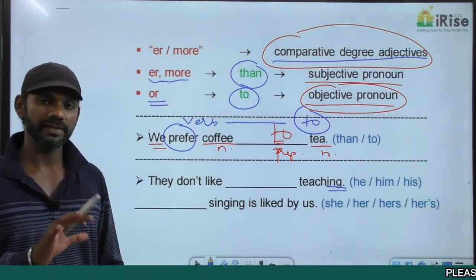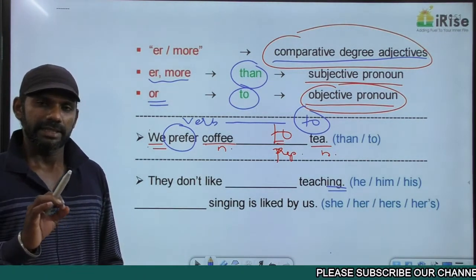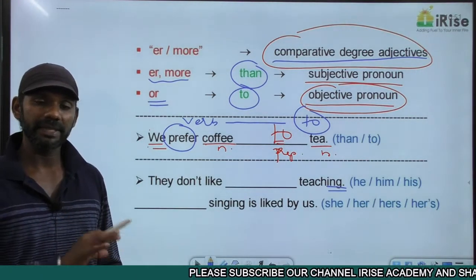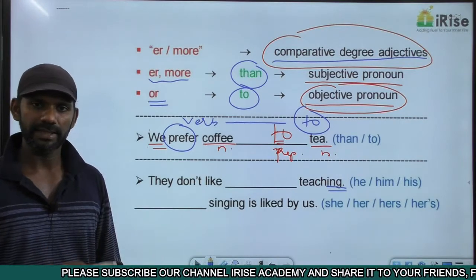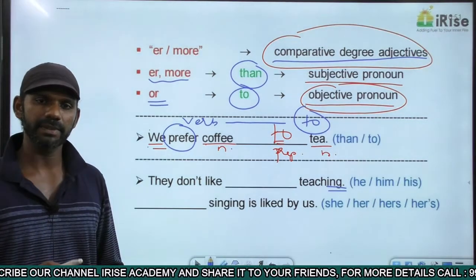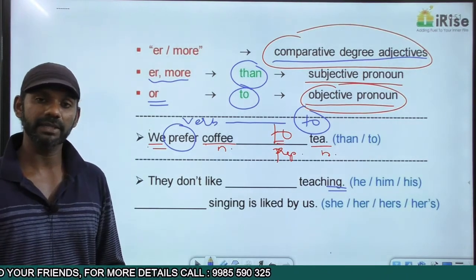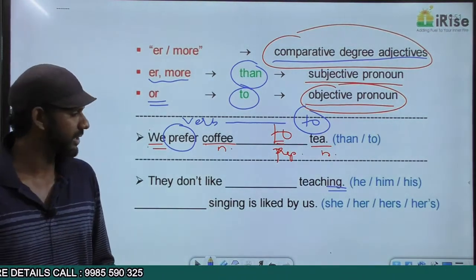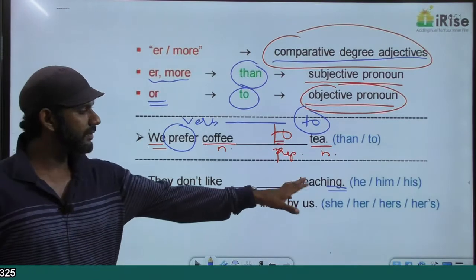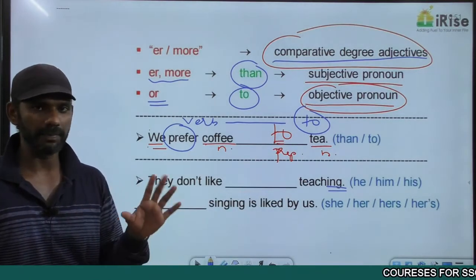I told you at the beginning of subject-verb agreement: if it is a verb, there will be an auxiliary verb in front of it, like is teaching, are teaching, am teaching, was teaching, were teaching, has been teaching, have been teaching, have had been teaching, etc. There is no auxiliary verb in front of teaching, so teaching is not a verb here.